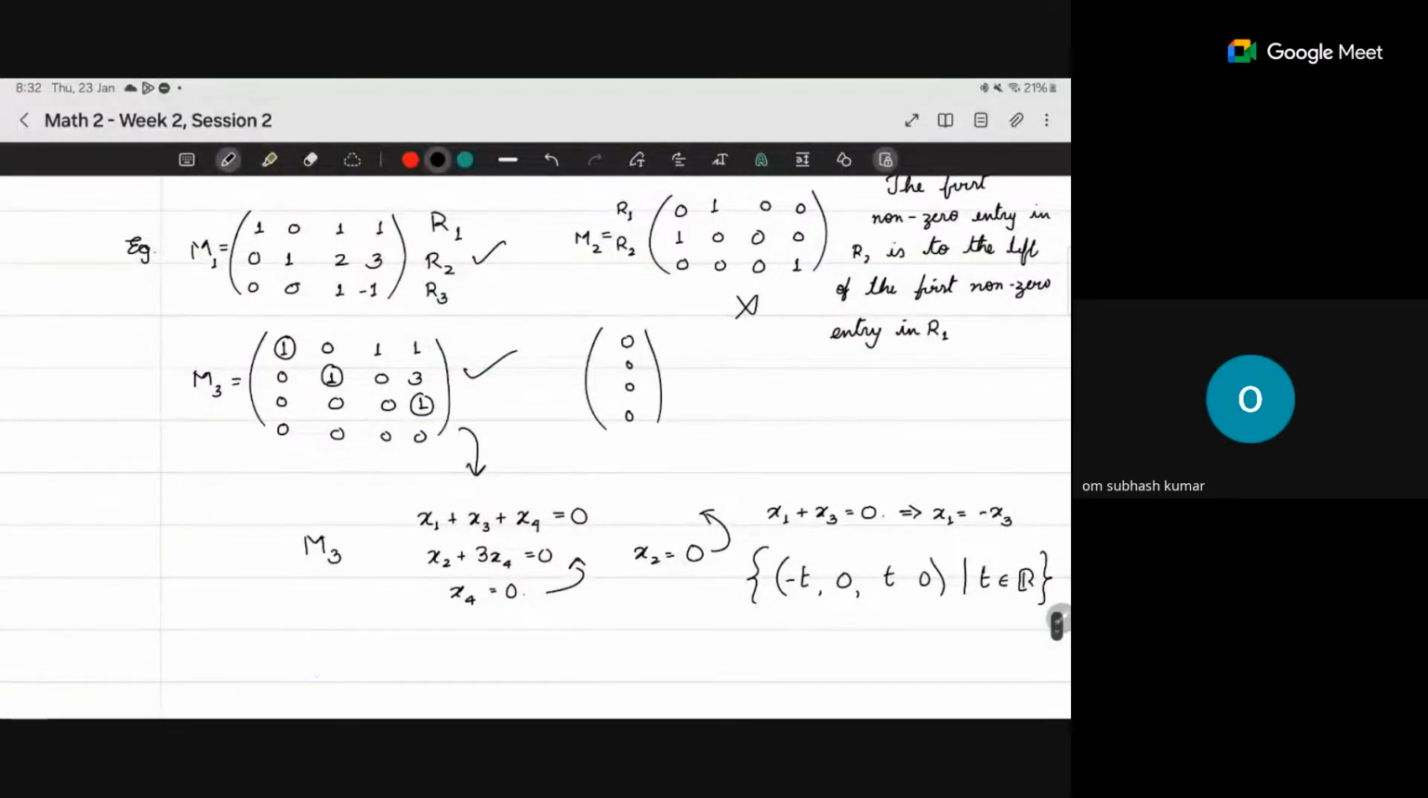Now here things are much simplified because of it being in echelon form. Similarly, if we write it for M1, if you check. Sir, can we say that this has infinite solutions? Yes, this has infinite solutions. There are infinitely many real numbers. Okay, okay.